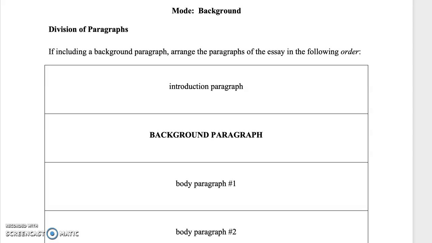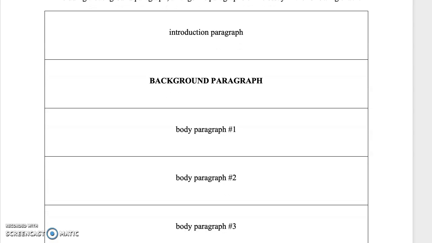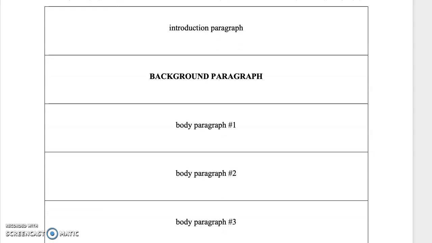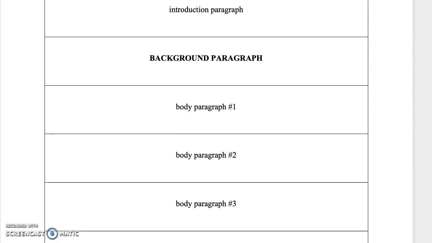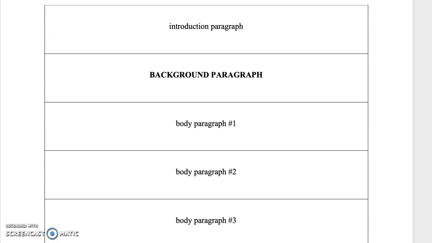So the first thing to know about a background paragraph is where in the essay it goes. And this chart will give you an idea. So the background paragraph goes right after the introduction paragraph, but before any of the other body paragraphs. So it will be the second paragraph in the essay.